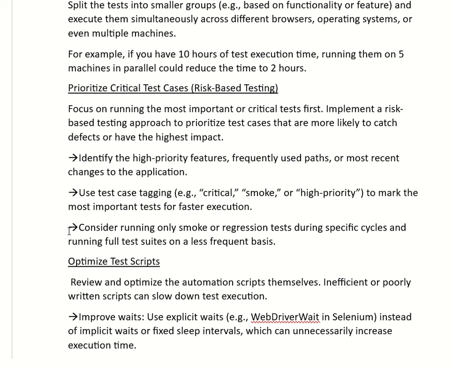Consider running only smoke or regression tests during a specific cycle and running the full test suite on a less frequent schedule. Another technique to reduce the time is to optimize the test scripts. For that we have to review and optimize the automation scripts, because inefficient or poorly written scripts can slow down the test execution. It may be one of the reasons.